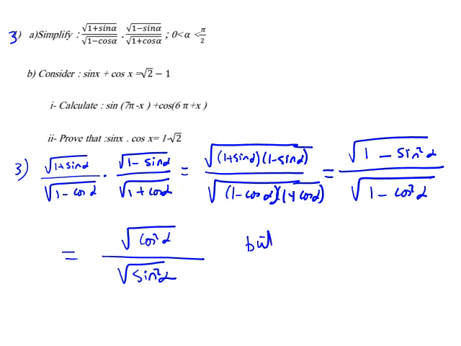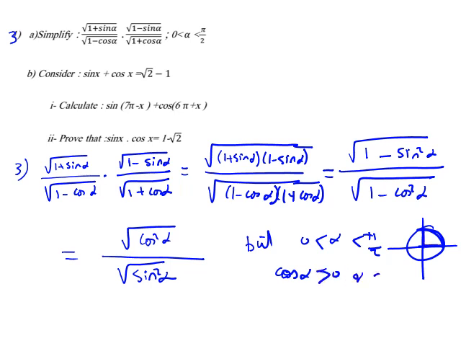But we have alpha between 0 and pi over 2. So cosine alpha is positive and sine alpha is also positive. Then radical cosine square alpha over radical sine square alpha is equal to cosine alpha over sine alpha, which is cotangent alpha.